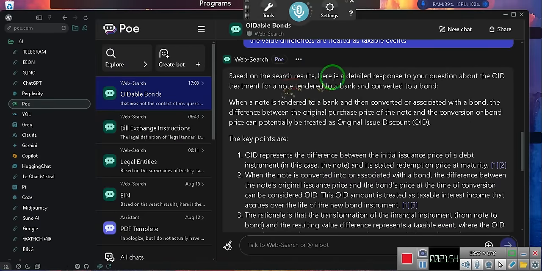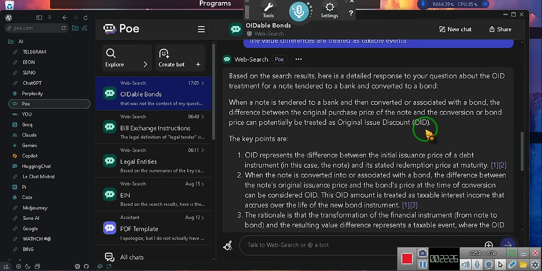Based on the search result, here is a detailed response to your question about the OID treatment for a note tendered to a bank and converted to a bond. When a note is tendered to a bank and converted or associated with a bond, the difference between the original purchase price of the note and the conversion or bond price can potentially be treated as OID.